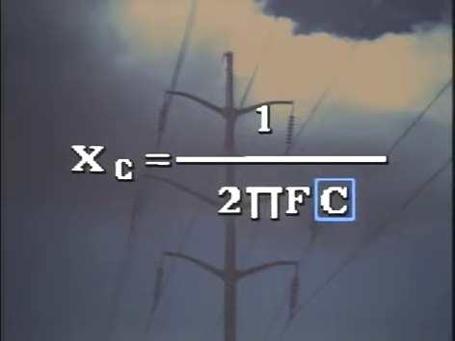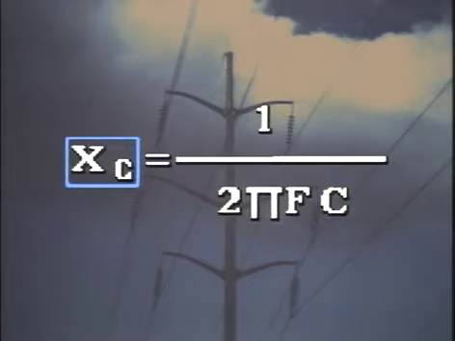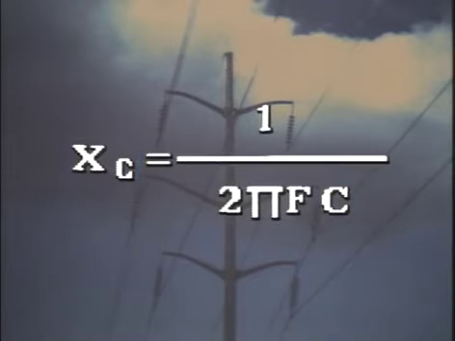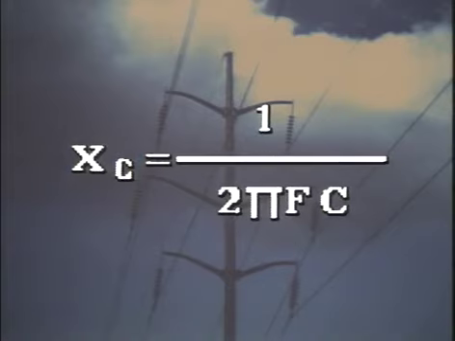The only design factor an engineer can control when determining the capacitive reactance of a transmission line is capacitance, because it's the only variable value in the equation. From the equation, we can tell that if capacitance is increased, capacitive reactance is decreased. So, if a designer makes a change that increases the capacitance of a line, he's actually decreasing the capacitive reactance.